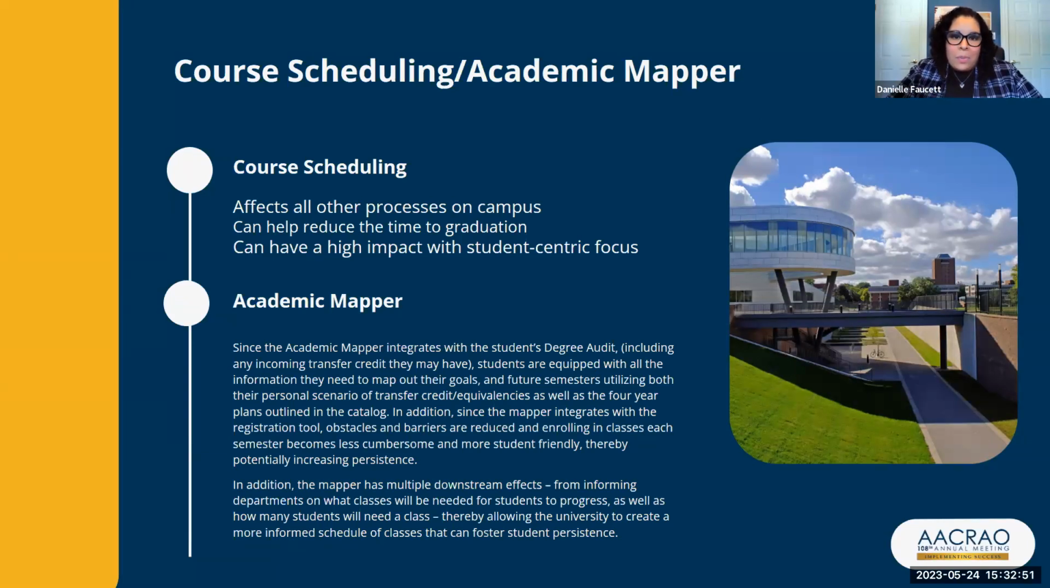For example, the course schedule provides the information to determine food service operating hours, when events should take place, what the foot traffic is for campus police to know when our heaviest times are, and when facilities or ITS should complete their projects around the classes that are taking place. The course schedule can help reduce time to graduation, like Beth said earlier, and can have a high impact on student retention if it's built with a student-centric focus.